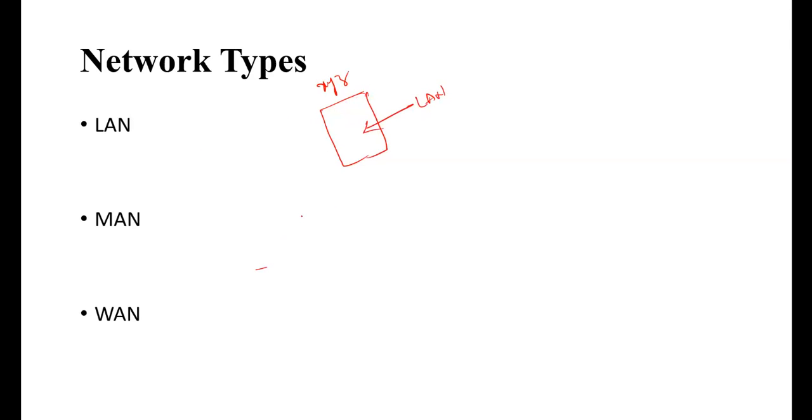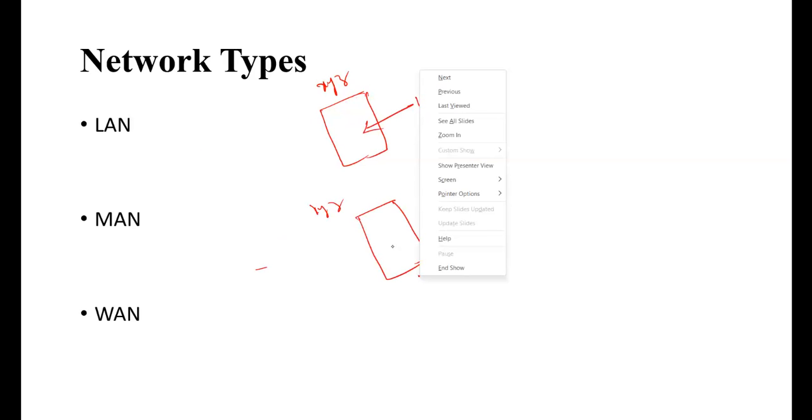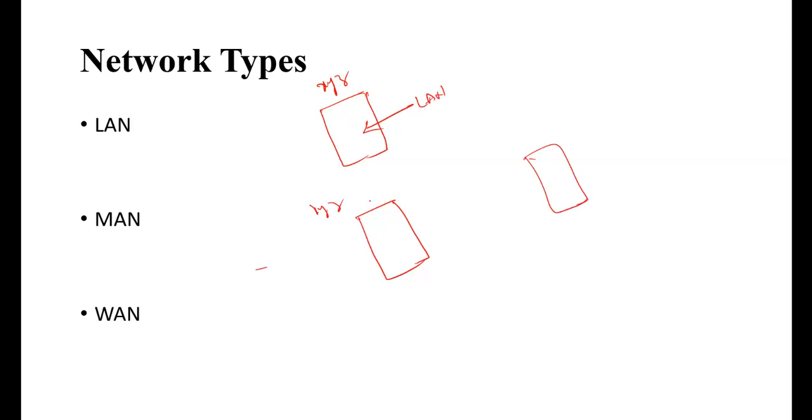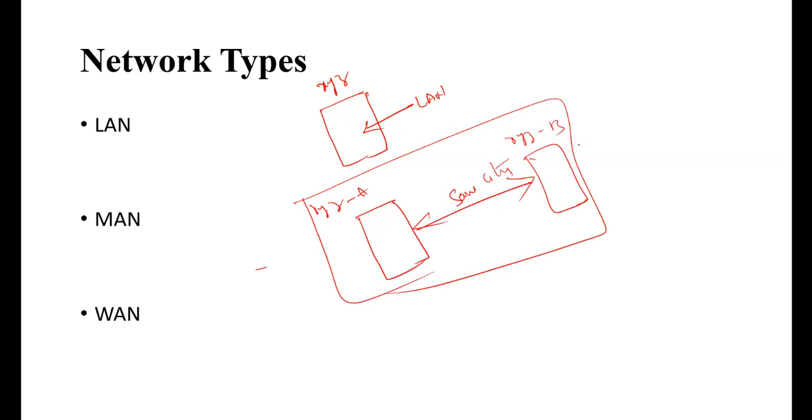And when it comes to MAN, this XYZ company is located in a metropolitan city. It is in one location in the city, and they have one more building in another location in the city. XYZ branch A, XYZ branch B. Let's consider both are in the same city. So that kind of network is called MAN, metropolitan area network.